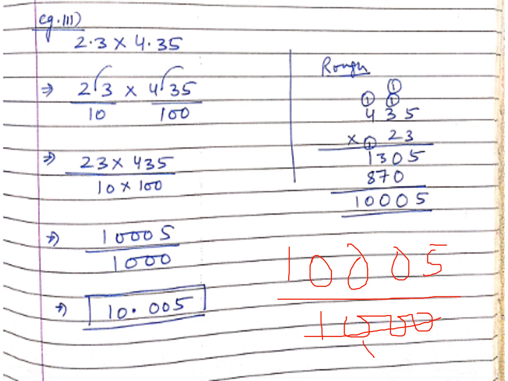For that, count the number of zeros. There are three zeros. Now count from the last digit. One digit, two digits, three digits. Before that, put a decimal. So the answer is 10.005. Was it tough? No, it was very easy.